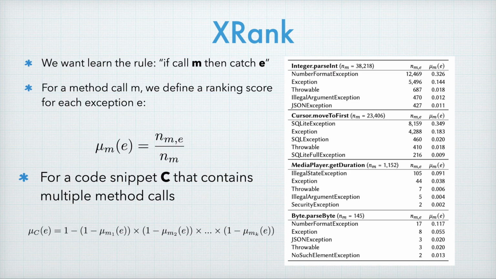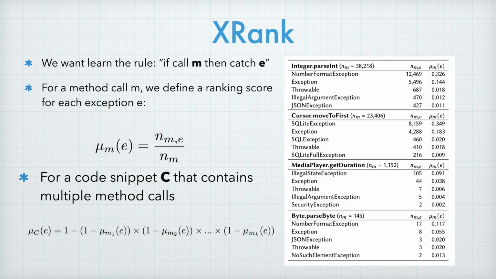In X-rank, we want to learn the fuzzy rule that if we call method M, then catch exception E. So we learn this fuzzy rule by defining an association score between a method call M and exception E. The score is computed as the number of times M and E co-occur over the number of times M occurs. So with the association score, we can rank exceptions for each method.